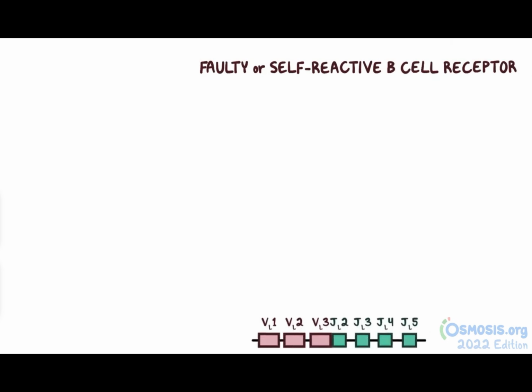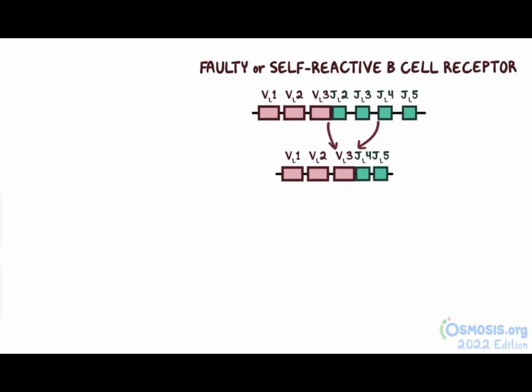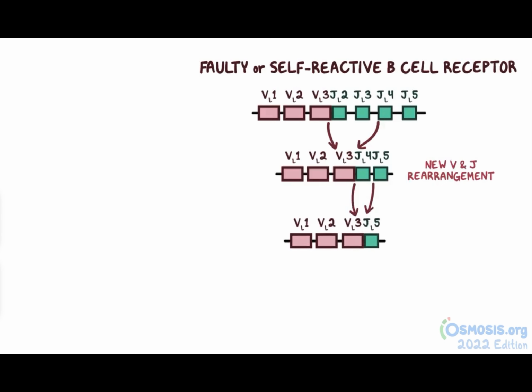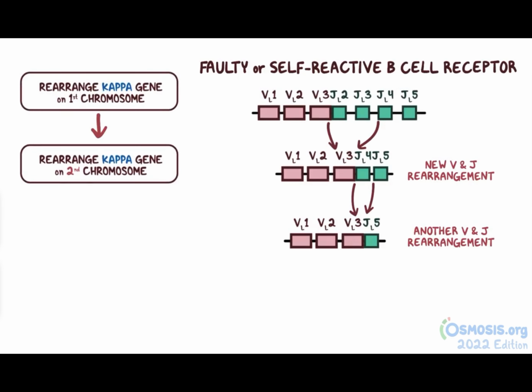Now, if the B cell does have a faulty B cell receptor or a self-reactive B cell receptor, then the pre-B cell tries again by splicing out more DNA segments from its light chain to generate a new V and J rearrangement. In fact, the cell will keep trying to do this over and over, doing more and more rearrangements, until it's gone through all of the V and J segments on the first chromosome. And then it starts to splice out DNA segments on the second chromosome.